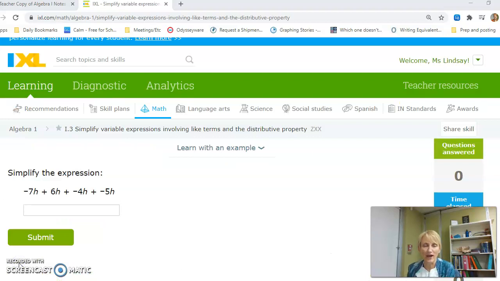All right, so I'm back with I3. And so I3, I have a lot of H's here. So you're just combining all those by adding or subtracting the coefficients. Remember, you can rearrange things if you want. So personally, I would do this by putting all of my negative numbers together first. That would give me negative 16. And then a negative 16 and a positive 6 would leave me with negative 10. And then give it the H.